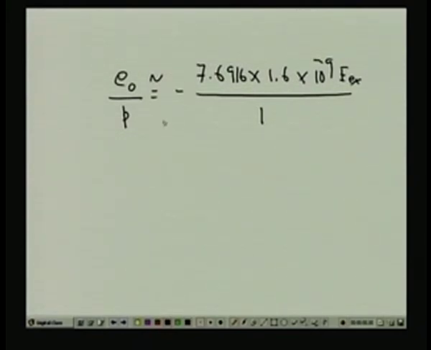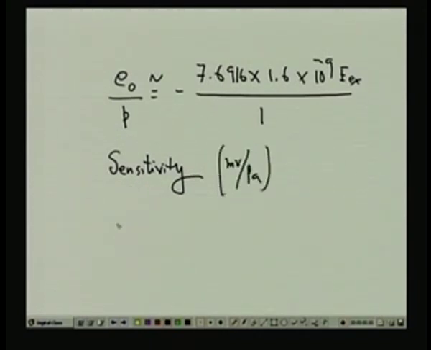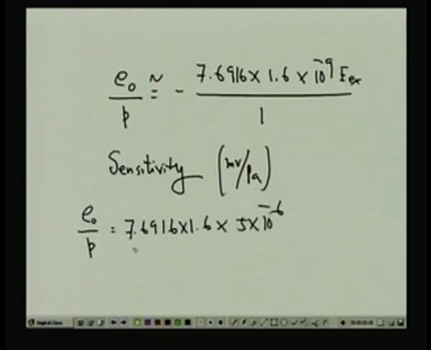So, I will find the sensitivity, that is in millivolt per Pascal, which will be given by E naught by P equal to 7.6916 into 1.6 into 5 into 10 to the power minus 6. So, it will be 0.615 into 10 to the power minus 4 millivolt per Pascal.